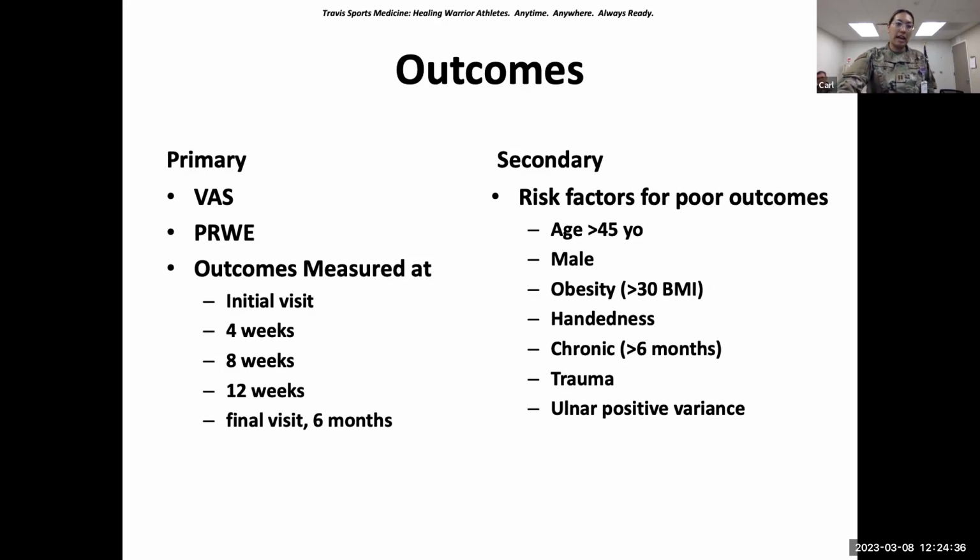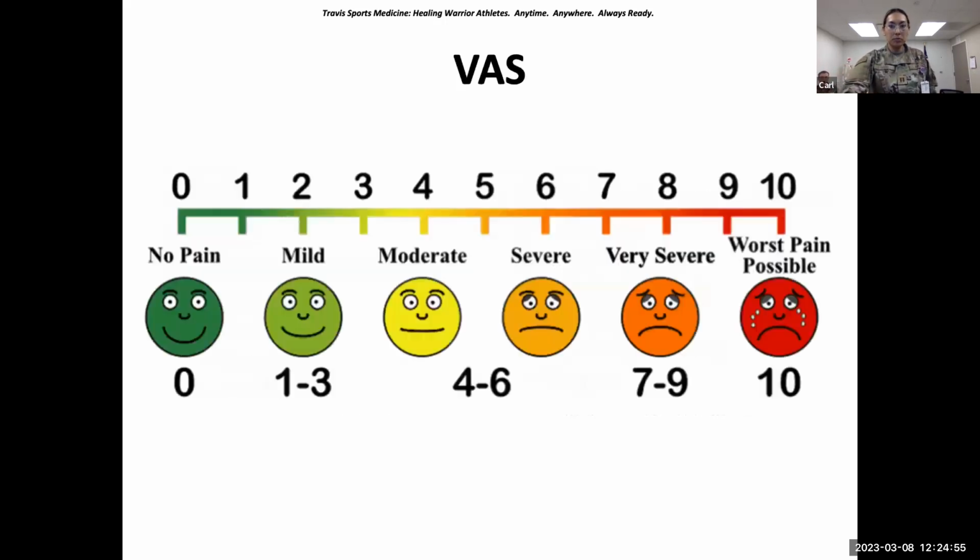So I'll go over that, the PRWE, and they measured these at the initial visit, 4 weeks, 8 weeks, 12 weeks, and then the last visit was 6 months later. Then they looked at different risk factors that could lead to a poor prognosis. So these were the risk factors they were interested in.